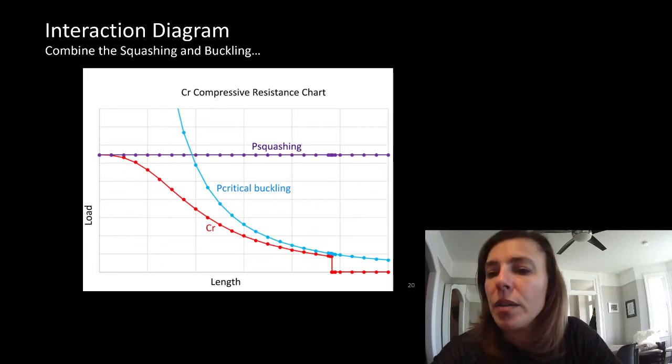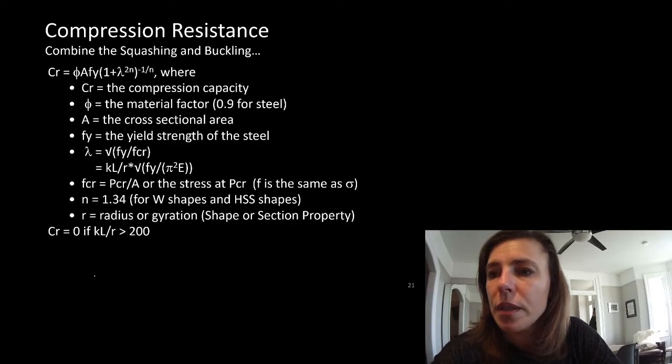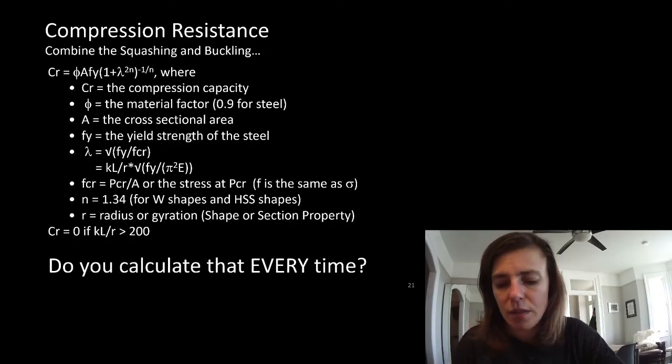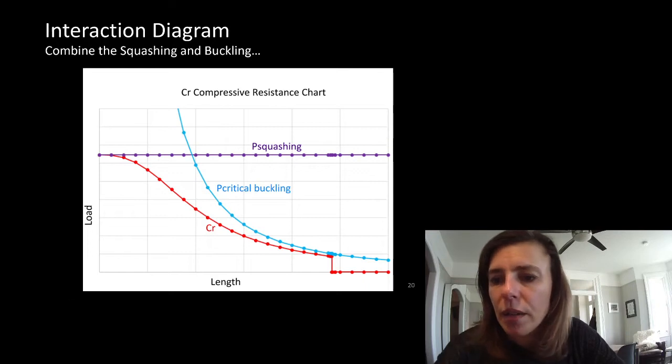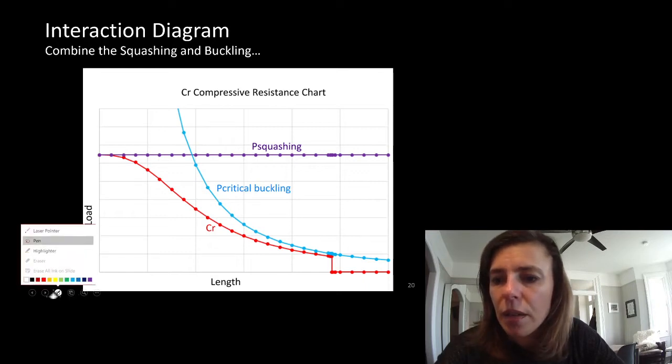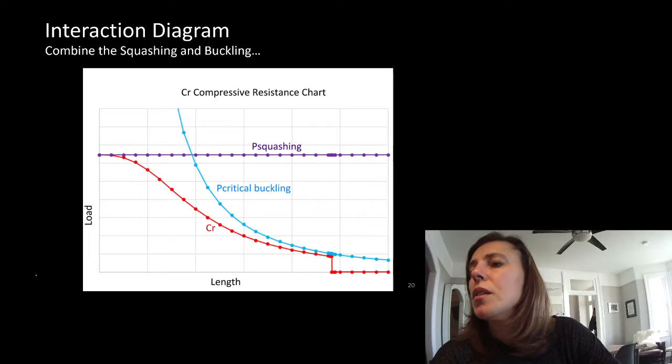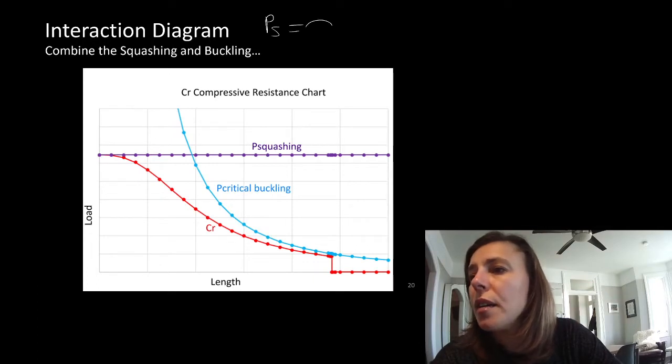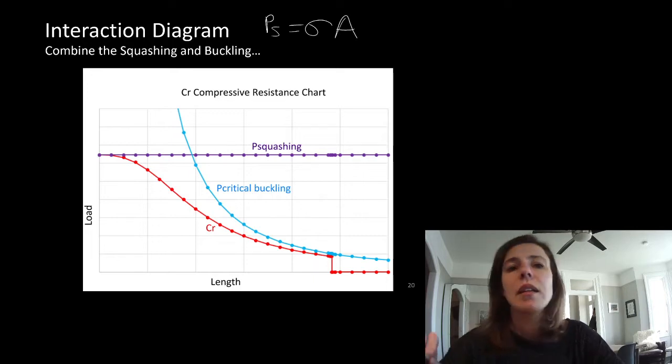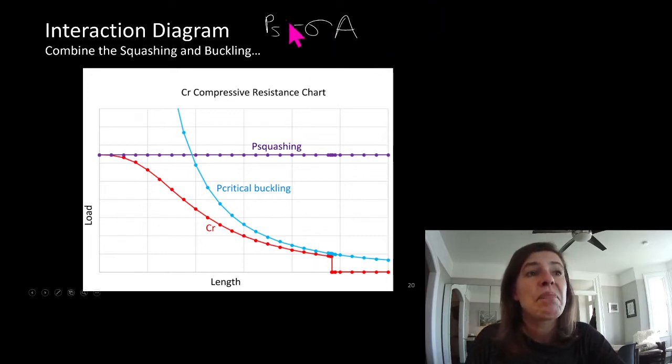Let's see how well this works. So P squashing is our stress times our area. There's nothing about length in there. So if you change the length, this P stays the same. There's no difference. Doesn't matter how short you are or how tall you are. P stays the same.